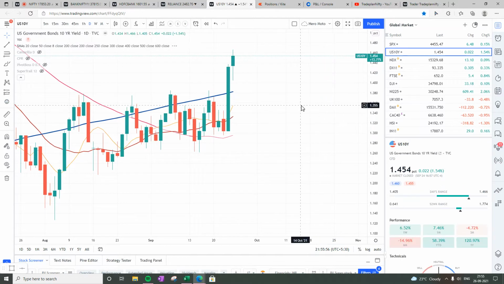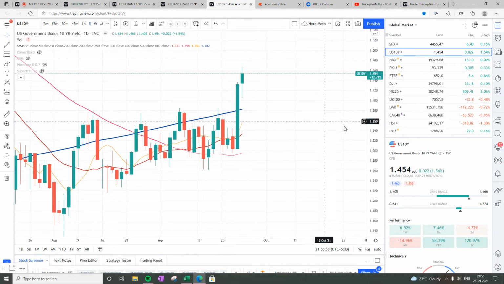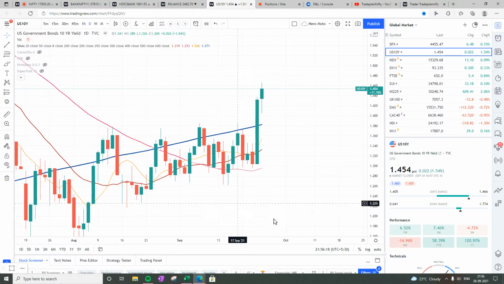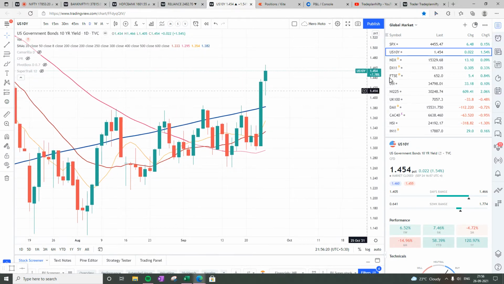And when we look at the US government 10 year bond yield, we see that on Friday it has successfully moved above the 200 bar moving average and closed above the 200 bar moving average for the second day. So this is definitely not a good sign. After a long phase of consolidation between 1.38 and 1.2, it is now going above 1.45. So this is definitely not a good sign for all the equity markets.